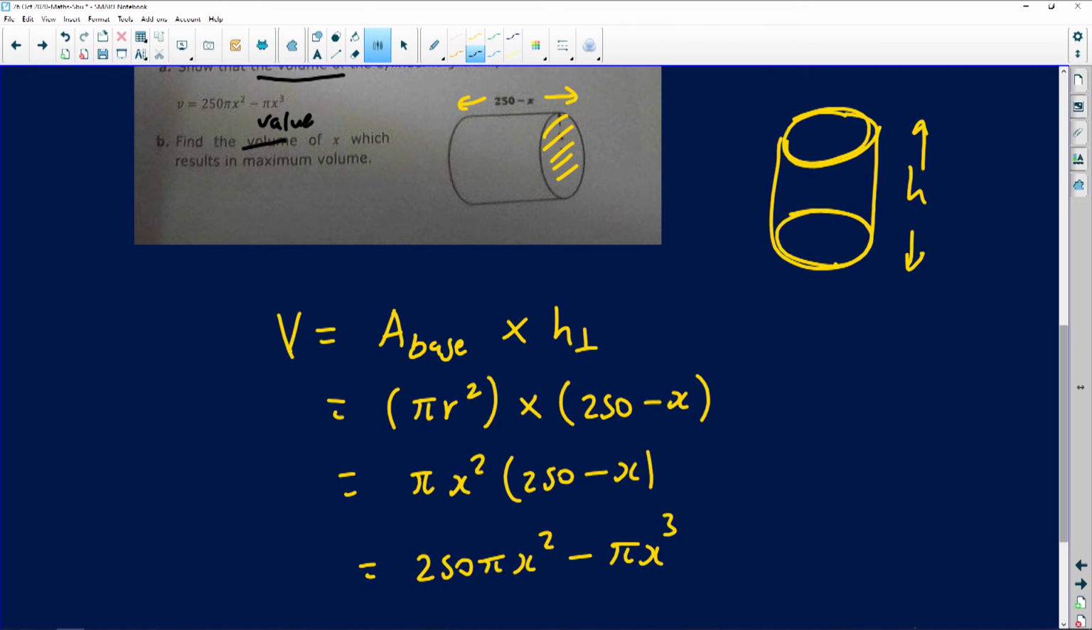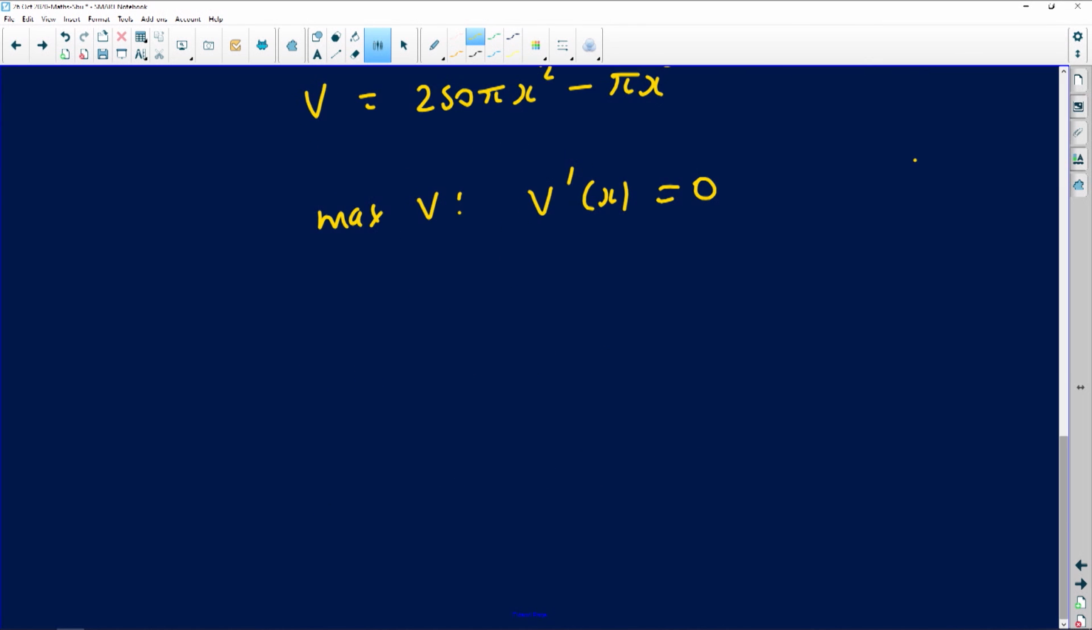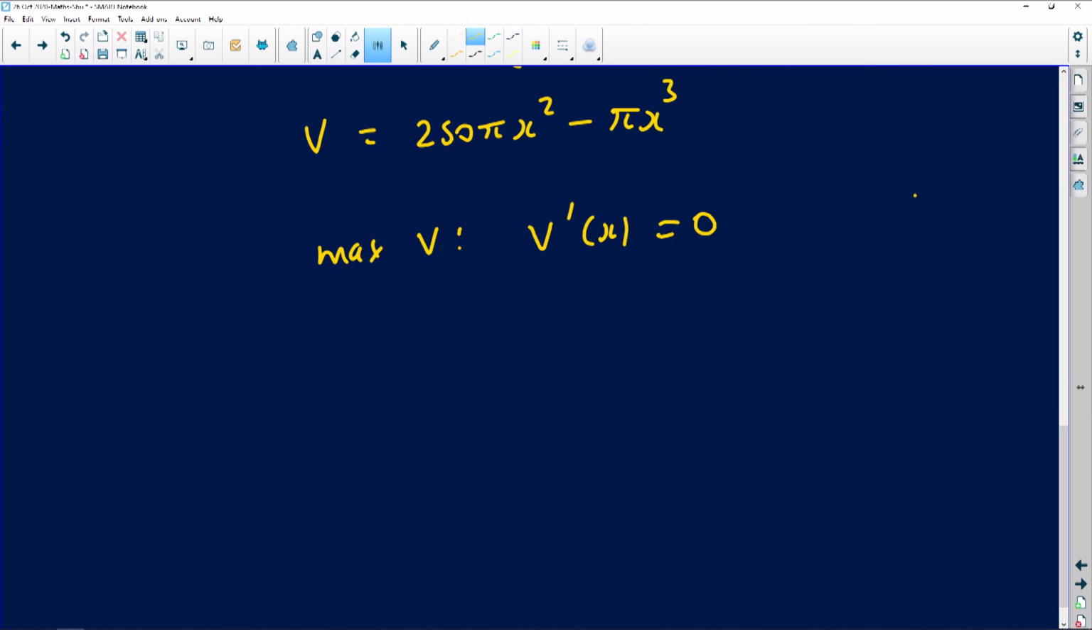So for maximum volume, just know that the derivative is going to be equated to 0. So for maximum volume, okay, v prime of x must be equated to 0. So derive, equate the derivative to 0 and just solve for x. Okay, what's the derivative of what you're looking at? Just multiply the exponent to the coefficient. We're going to get 500. 250 double is 500 pi x minus 3 pi x squared. When you multiply, that must be equated to 0. And then you just simply solve for x.